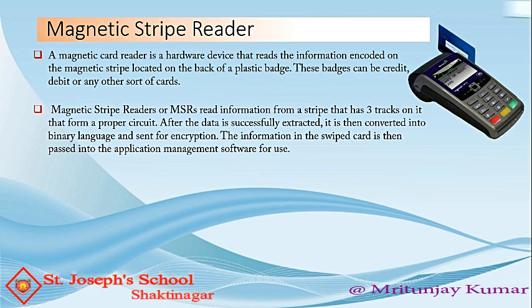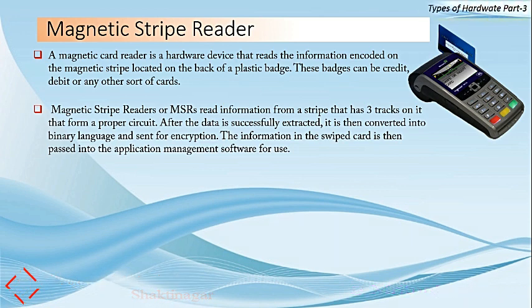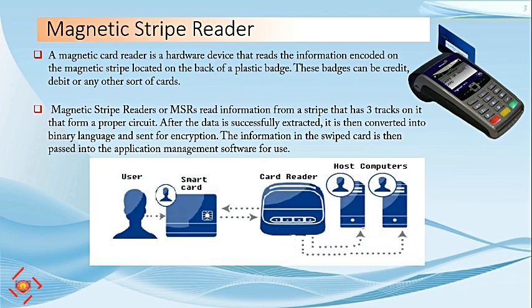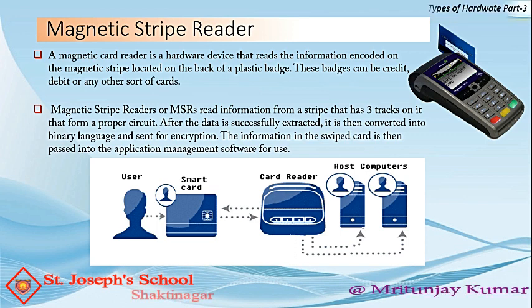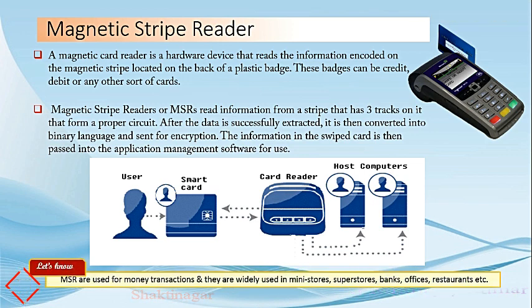After the data is successfully extracted, it is then converted into binary language and sent for encryption. The information in the swiped card is then passed into the application management software for use. You can see this picture where the user having the smart card swiped on a card reader, and the appropriate information of a particular user will be stored on the host computer. The magnetic strip readers are used for money transactions, and they are widely used in mini stores, super stores or supermarkets, banks, offices, restaurants, etc.